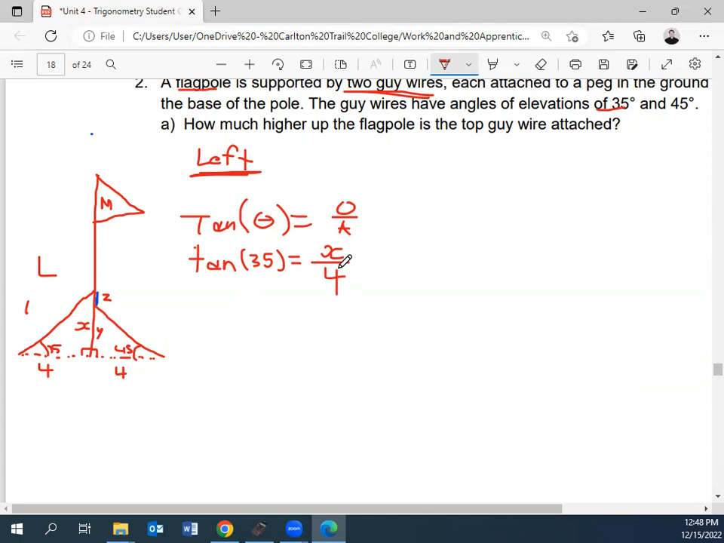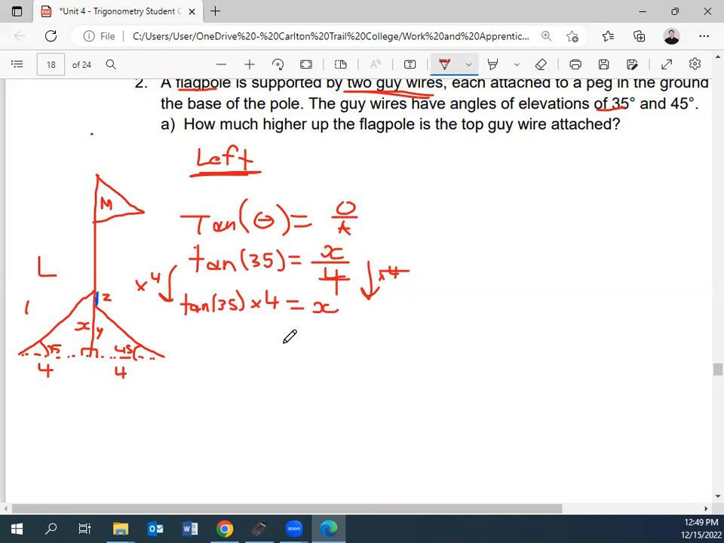Yeah, that's exactly what we're going to do. We're going to times both sides by 4. Times both sides by 4. And I'm going to be left with tangent of 35. I know that's a little messy. I do apologize. Times 4 is equal to just X, because these two things cancel each other out. I'm going to erase that, make that a little neater. Tangent of 35 times 4 is equal to X.